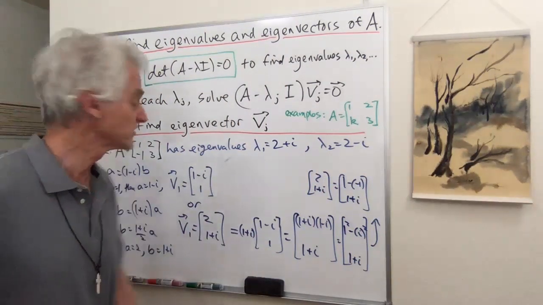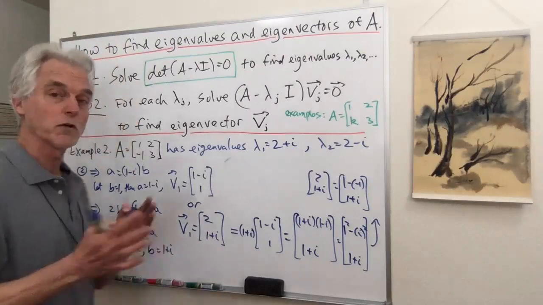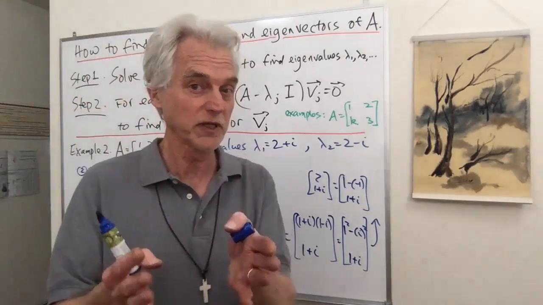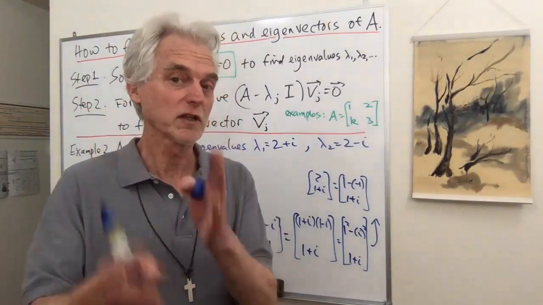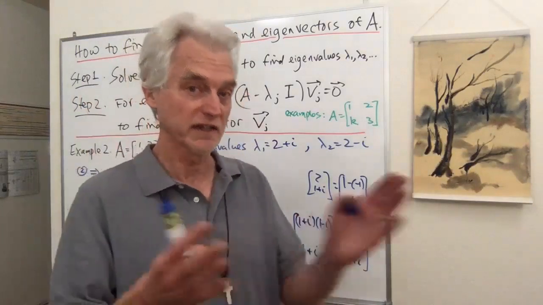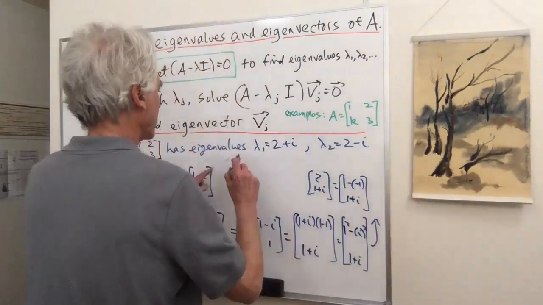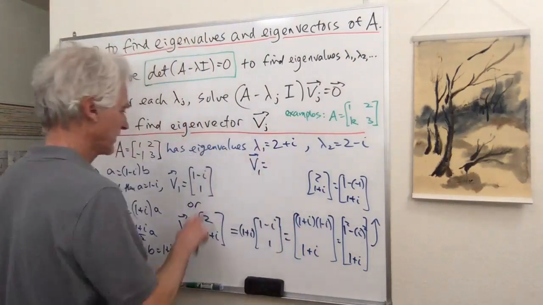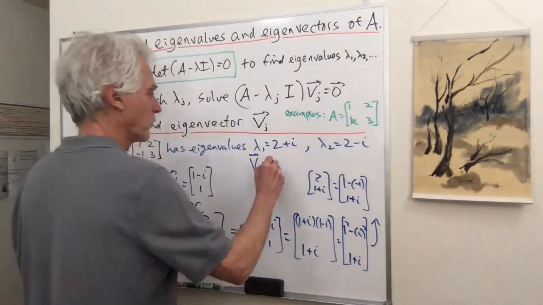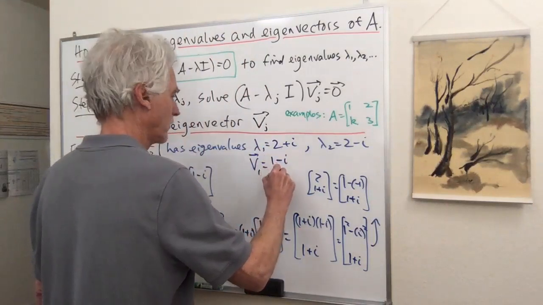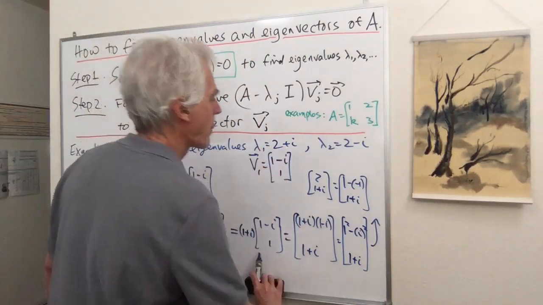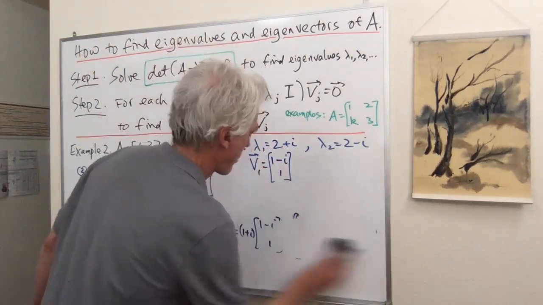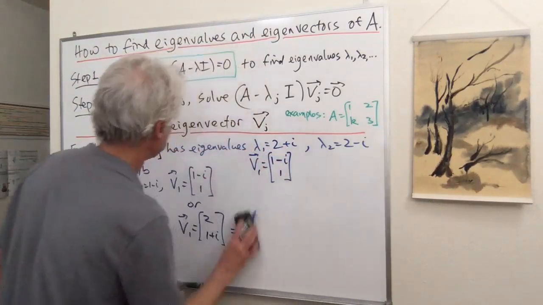And the upshot is, when you get those two equations for the unknowns a and b, you only have to look at one of them, solve for that, and you're done. You just say, here, v1, take your choice. I kind of like this one because the numbers are smaller: (1 minus i, 1). Okay?